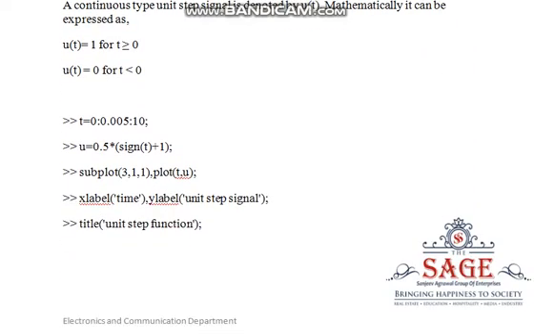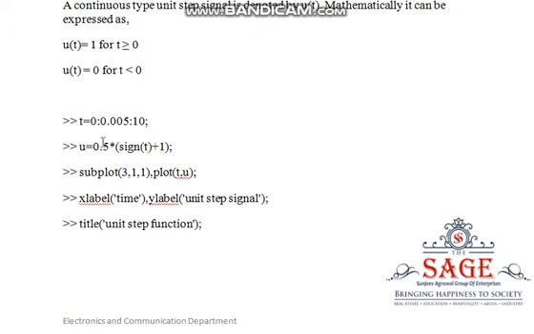Now we'll discuss its code in MATLAB. We assign the variable t, where t is equal to 0 to 10, maintaining a difference of 0.005. Now we will define the unit step function u in the form of a mathematical function in the MATLAB code. We have assigned 0.5 star signum t plus 1. Now it has taken the value of the unit step signal with the value of the time t.